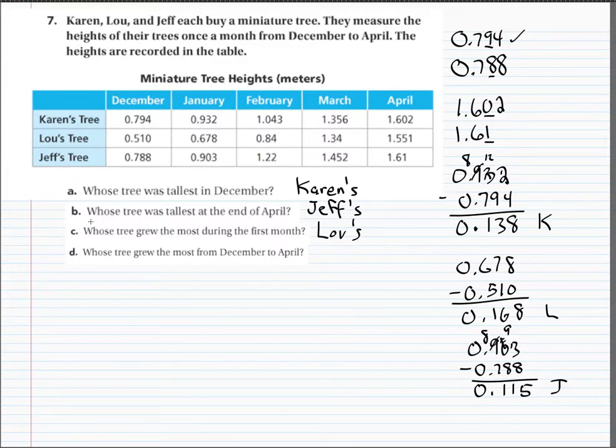And the last one, whose tree grew the most from December to April? Again, I'm looking for the difference from December to April, so I'm going to have to subtract. I have 1 and 602 thousandths minus 794 thousandths for Karen. I'm going to have to borrow from over here. That becomes 15. That becomes 9. So 12 minus 4 is 8. 9 minus 9 is 0. 15 minus 7 is 8.